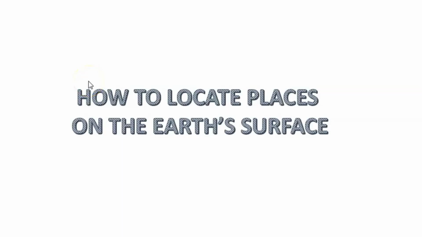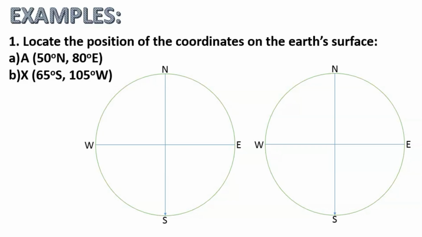All right, welcome once again. Just like I said earlier, we are going to go straight to how to locate places on the Earth's surface. Without wasting much of our time, let's quickly get down to this. How do we locate places on the Earth's surface? I'm going to be using these examples, I think about 4. By the time we are through with these 4, we will convincingly be able to locate any place at all on the Earth's surface.